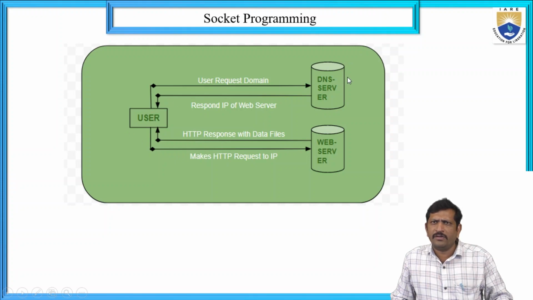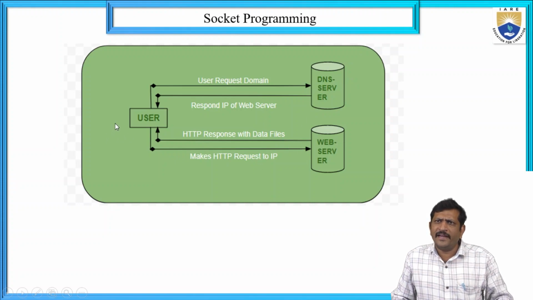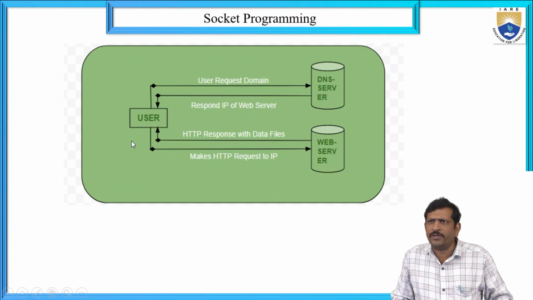And the DNS server: the user requests the domain. The user is requesting the domain name, that is, www. Whenever the data is entered, it is linked with the domain, www.google.com. This is a domain. The domain is linked for handling the data, and once it is linked, the server responds with the IP of the web server to the user immediately.